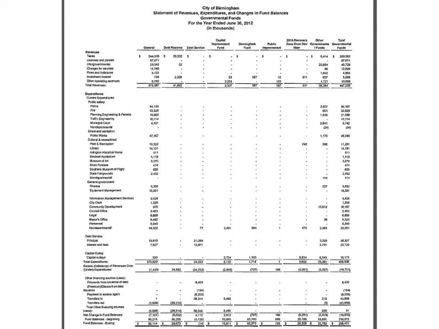Here is your statement of revenues, expenditures, and changes in fund balances for your governmental funds. Again, you've got the same column headings up above. You've got your debt service fund, you've got your general fund, your debt reserve fund, your debt service fund, capital improvement, something called the Birmingham Fund, public improvement. And of course most of your activity on your expenditures and your revenues is in your general fund. But then you've got your various fund balances down at the bottom, beginning and ending with the net change in fund balance added to those.